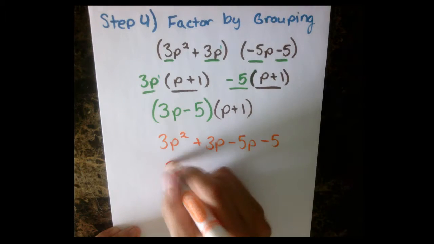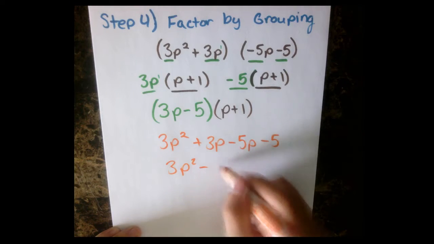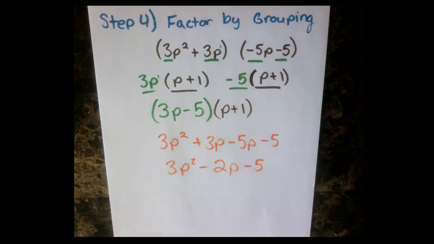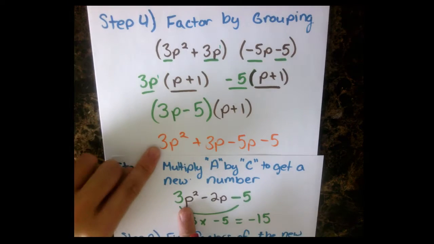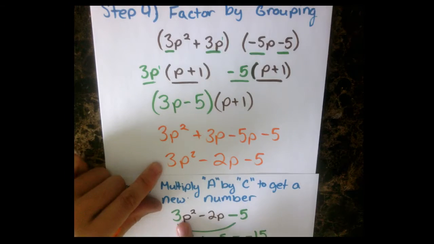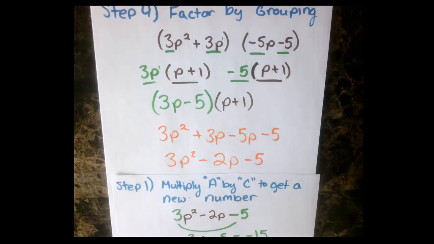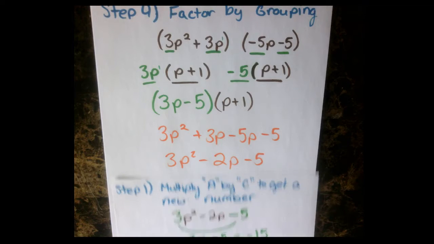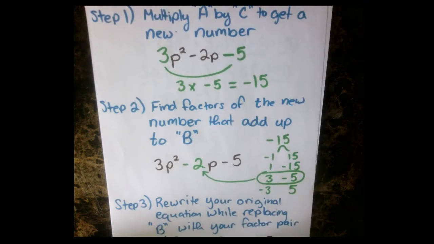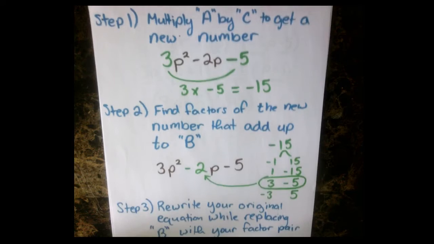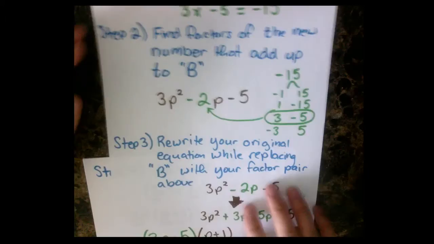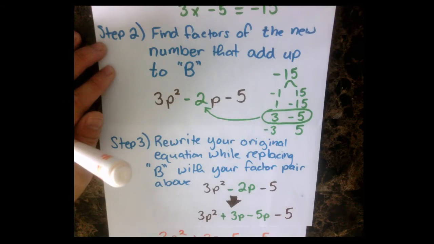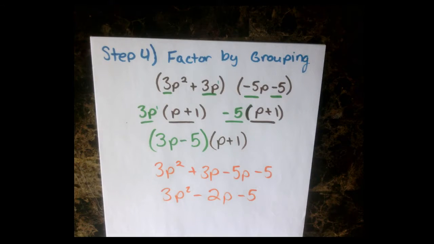We'll go ahead and combine our like terms here. Minus 2p minus 5. And that does give you your original equation there. Okay? 3p squared minus 2p minus 5. It is the same exact thing. Okay? So again, there's step 1 and 2. There you go. Step 1 and 2. Step 3. Okay. And then step 4. Alright? So that's all it is.